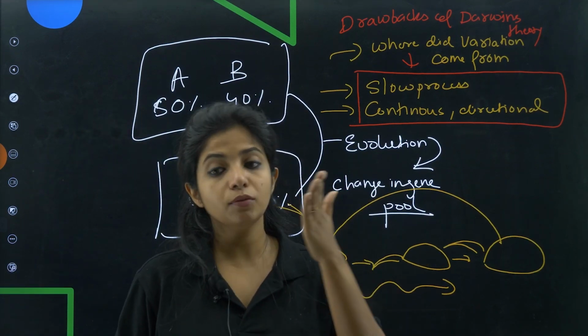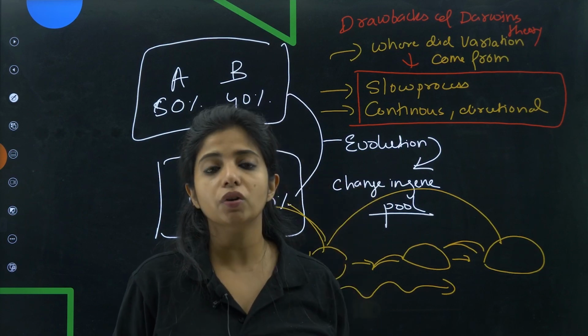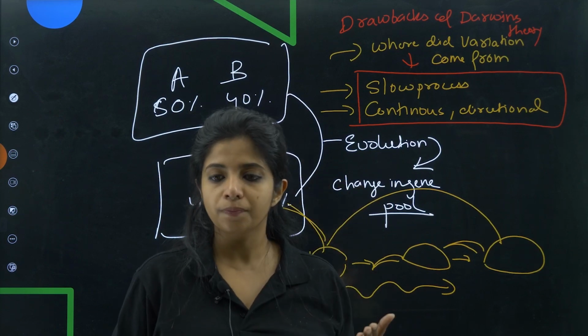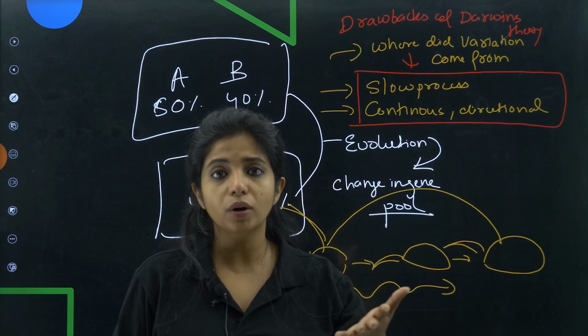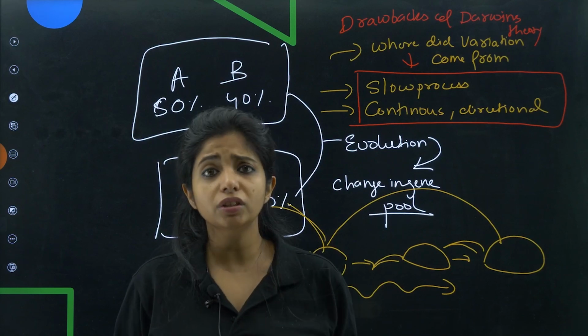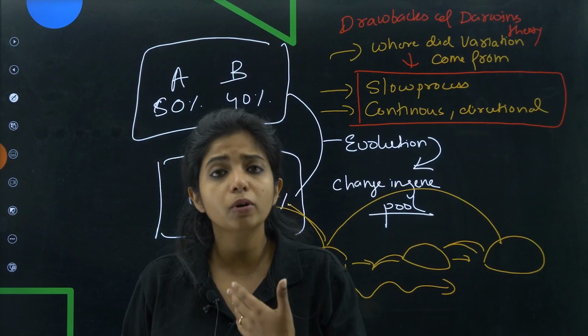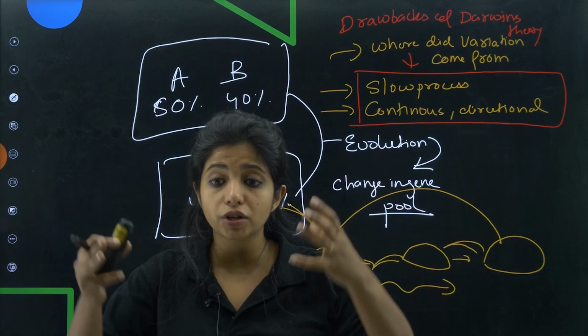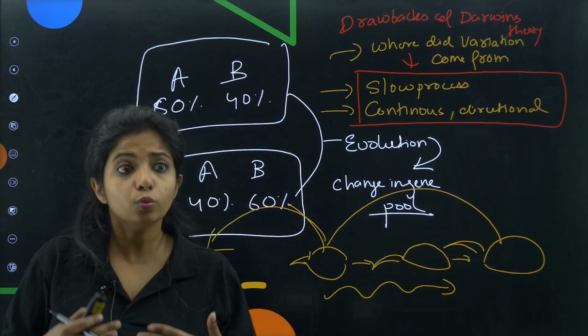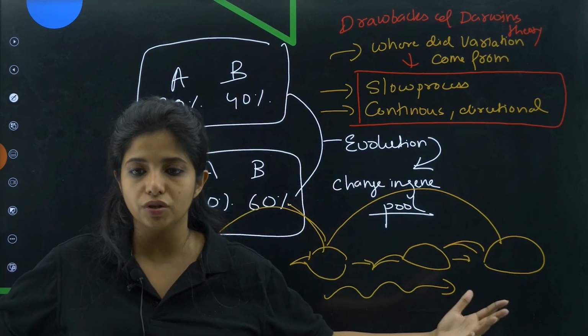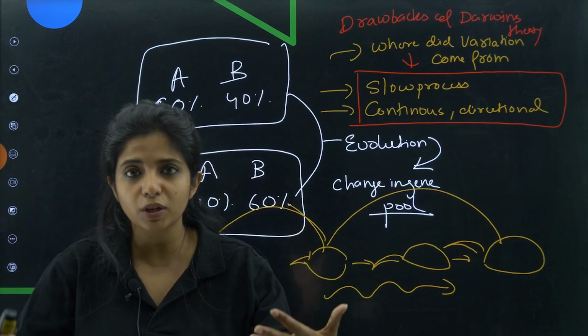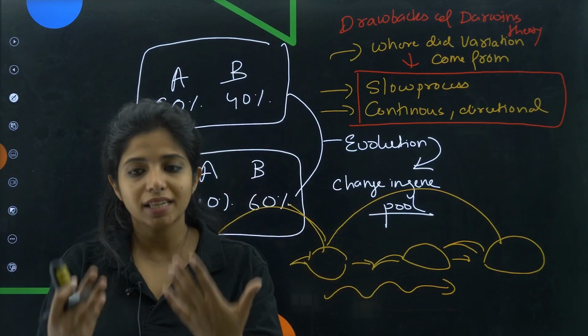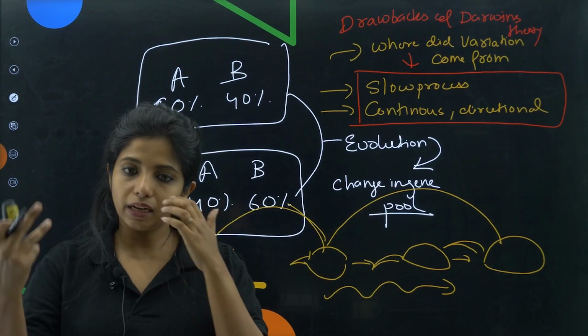Okay, but then came Hugo de Vries. He said the variations that you're talking about are nothing but mutations. Mutations cannot always be slow. They can be really fast. There can be a big mutation, there can be so many mutations happening together in an organism, which will bring about new variations, which will bring about a new type of species, and this whole process is known as saltation. This whole process is known as saltation, my dear children.